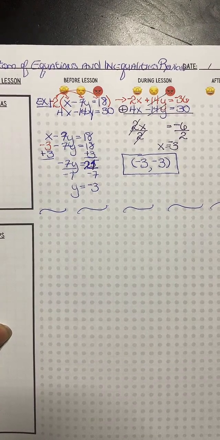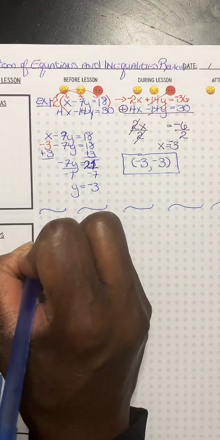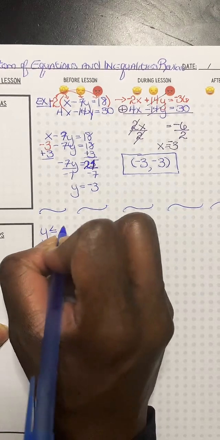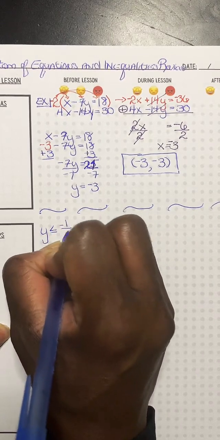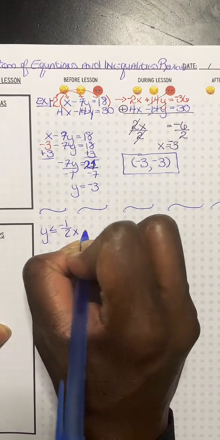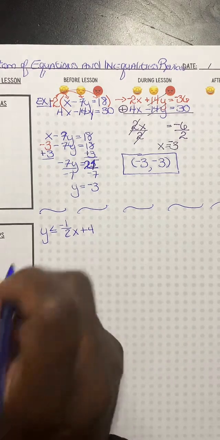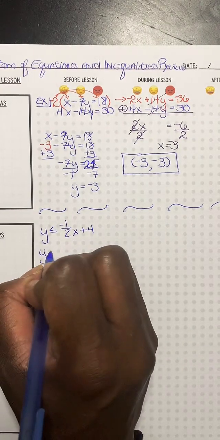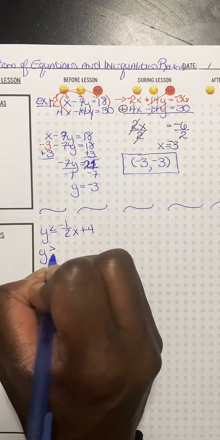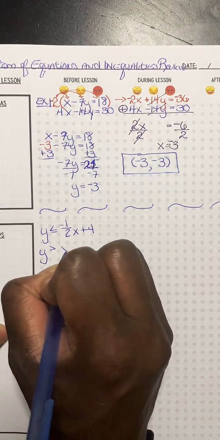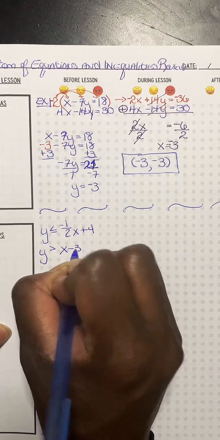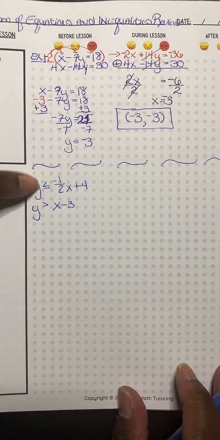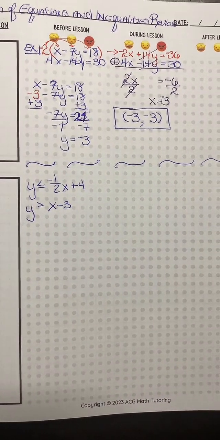let's just say we have y is less than or equal to negative 1/2 x plus 4. And the other one is going to be y is greater than, we'll just go greater than x minus 3. Okay, so we have our inequalities.